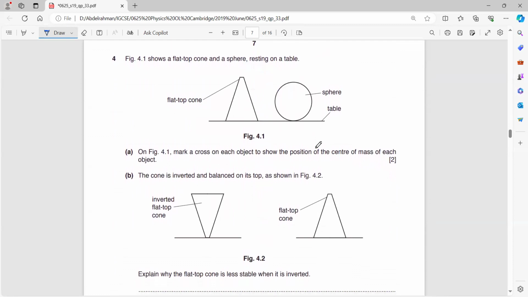Here I have a flat top cone and a sphere resting on a table. On figure 4.1, mark a cross on each object to show the position of the center of mass of each object. The center of mass of the sphere would be very easy. It's almost in the center, right? What about the center of mass of this top cone? It's a little lower. It's not exactly in the center, it would be a little lower.